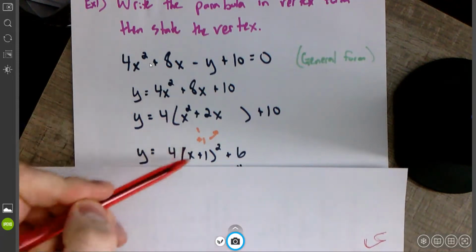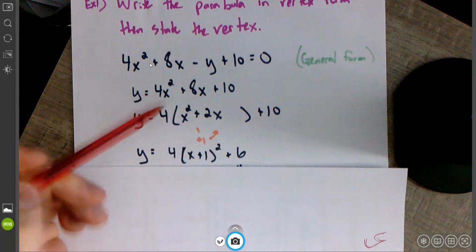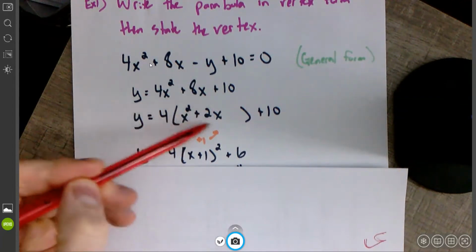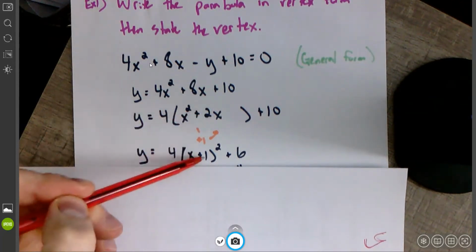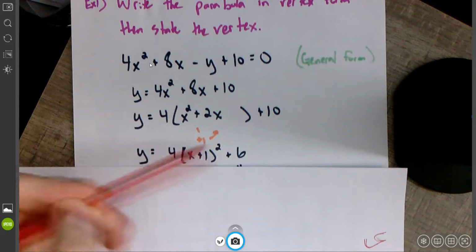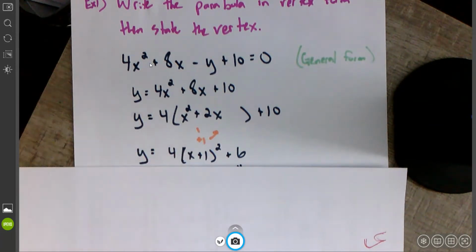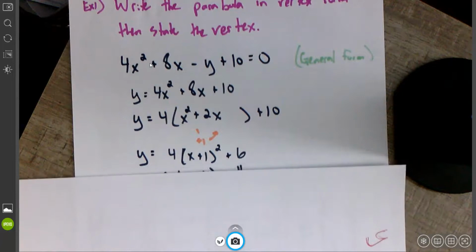And notice, if we play our cards right, it will always factor to whatever half of this number is. Half of 2 is 1. That's what will always be in here, (x plus 1) squared, even if it's a crazy growth fraction. This thing's now in vertex form.